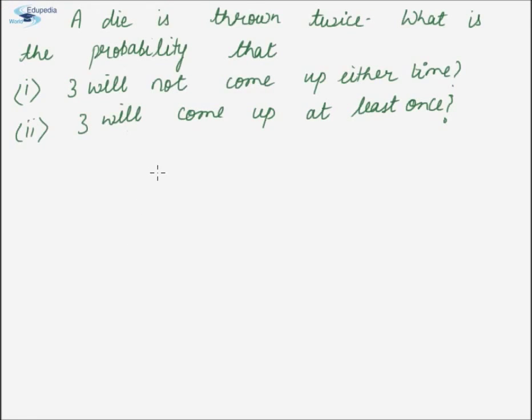Now in this question the statement says a die is thrown twice. What is the probability that 3 will not come up either time? And in the second case we are asked to find the probability that 3 will come up at least once. Friends, a die is of cubical shape with 6 faces, such that each face has the number of dots representing the values 1, 2, 3, 4, 5 and 6.